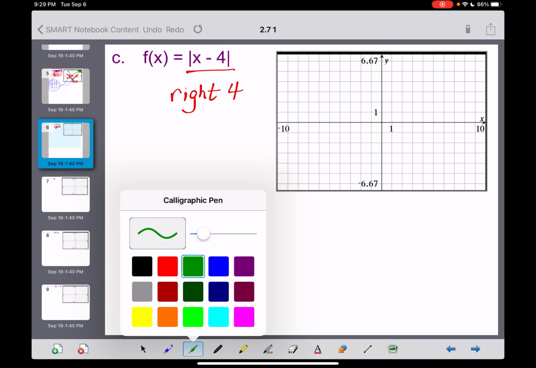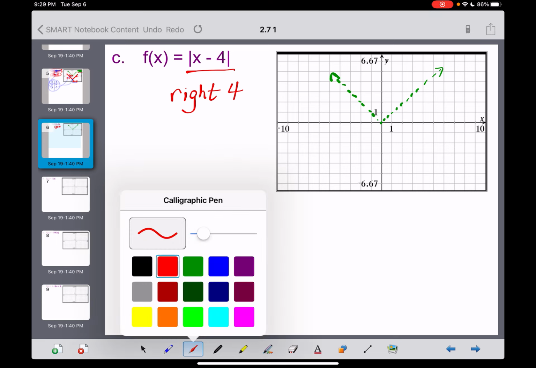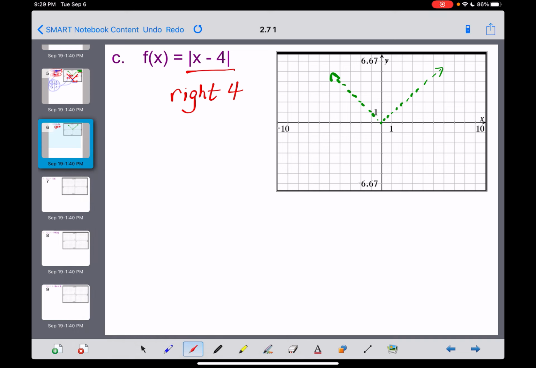So again, in green, I'm going to draw my parent graph. You guys don't need to do this, but it's not a bad idea. So this right here would be the parent graph of y equals the absolute value of x. And now we're going to shift this graph 4 units to the right. I'll start with the vertex and move that 4 units over here. And that's the only change.